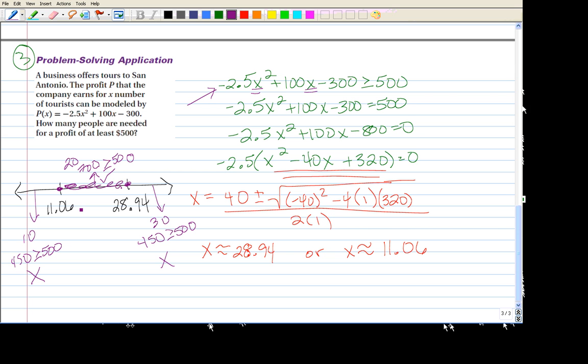So this 11.06, let's round up to 12 because 12 is included in the shaded region. So 12 is less than or equal to x, which is less than or equal to. So if we have 28.94, you may be tempted to round it up to 29 people, but 29 is not included in the shaded region. So we actually need to go back one to 28. So we need between 12 and 28 people for a profit of at least 500, and that's our answer.